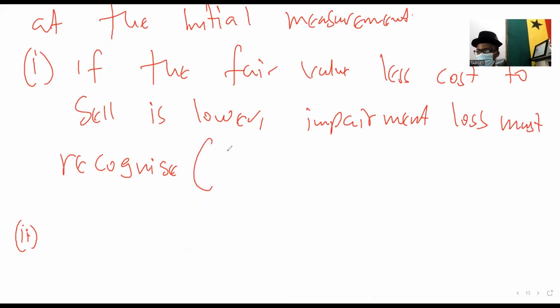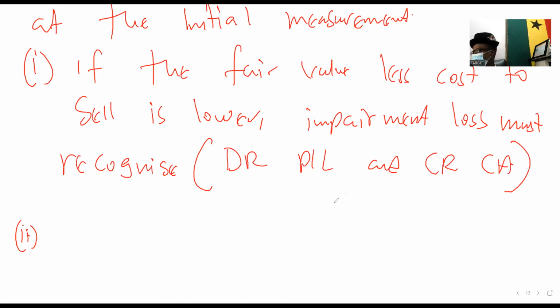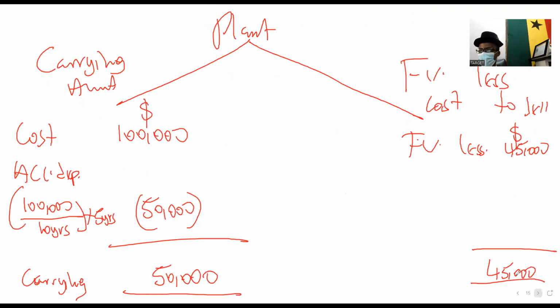And this is the treatment. You debit P&L with a loss, and you credit the carrying amount of the asset. That's all. Debit P&L and credit the carrying amount. We are done. So that's what we see here.